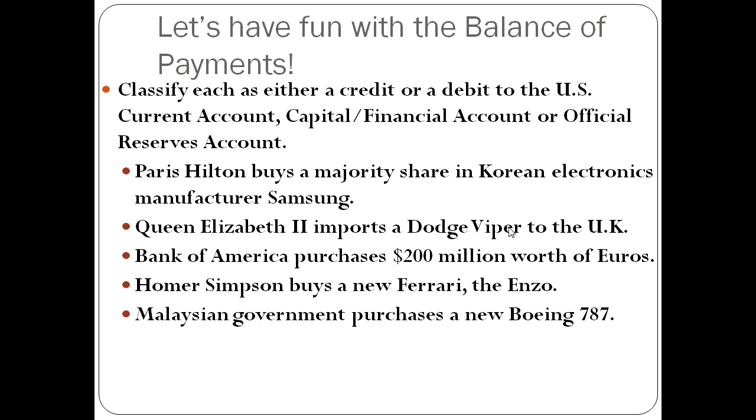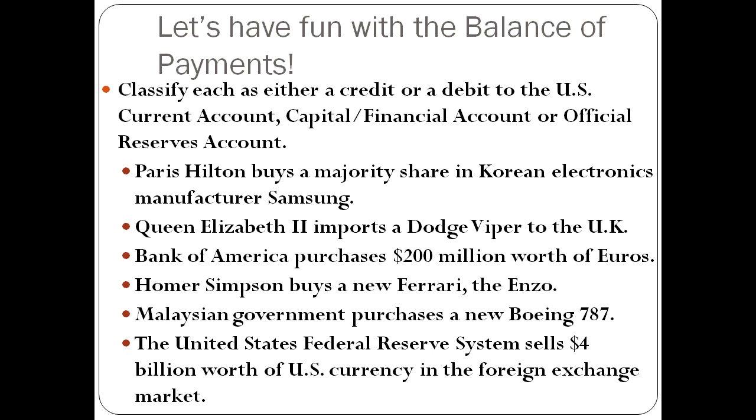All right, so the next one here, the Malaysian government purchases a new Boeing 787. So that is an export for the United States. If we're talking imports, exports, we're definitely in the current account. Now, they're giving up the 787 to bring in the cash. That inflow of cash is going to be a credit. So this is going to be a credit to the current account.